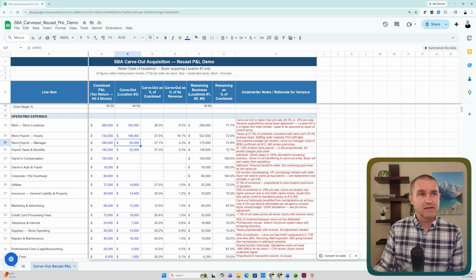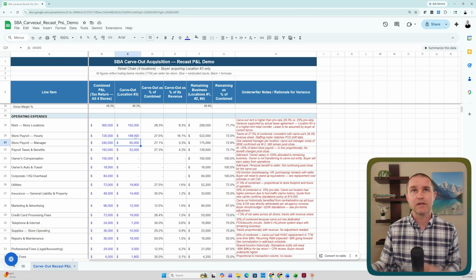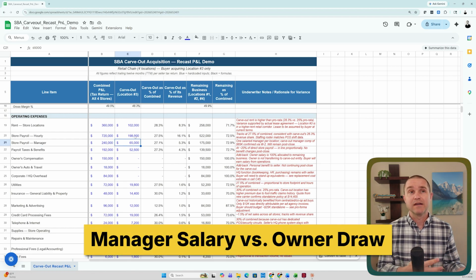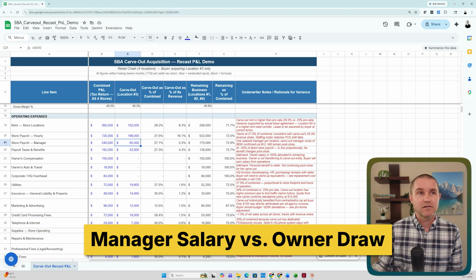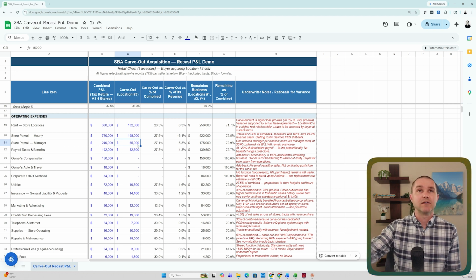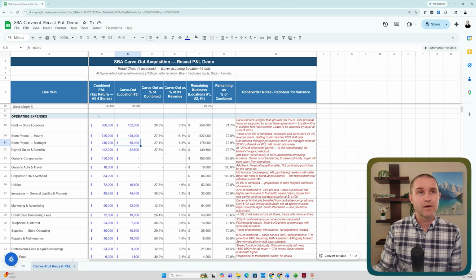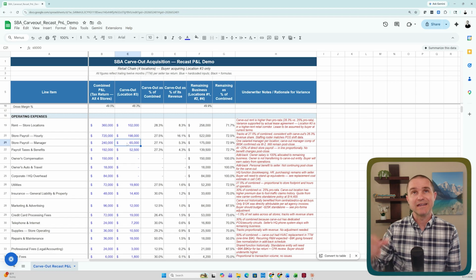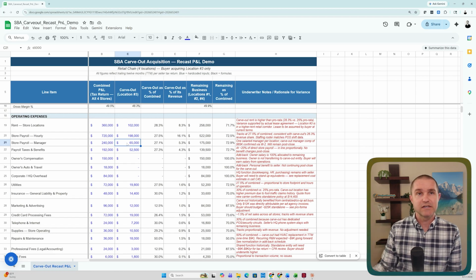Also here, as we look at the store payroll for the manager, one question as we look through this could be the buyer. How are they going to get paid? Well, maybe in this case, the buyer is the manager here. So let's say the buyer's going to be the manager. They're already getting paid $65,000 and they're living on that, right? So they're just going to keep that salary, but they're going to now buy this location from their employer and own it. So we don't need any additional owner's compensation.